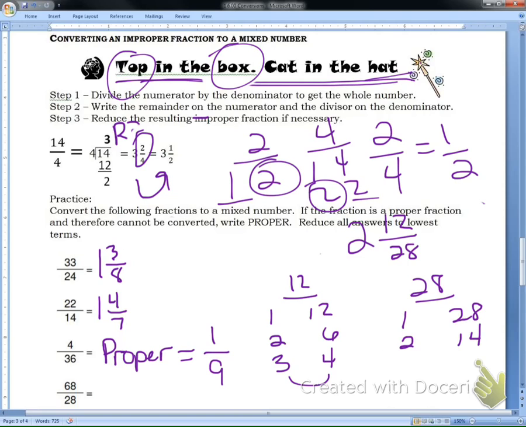That's 14. Can 28 be divisible by 3? Remember our divisibility rule? If you add up the digits, 2 plus 8 equals 10. Can 10 be divided by 3? No. So 3 doesn't work. How about 4? 28 divided by 4 is 7. Is that right? Yeah, 7. 28 divided by 5, that doesn't work because it doesn't end in 0 or 5.